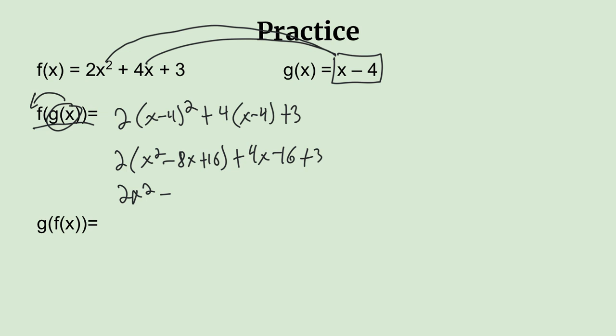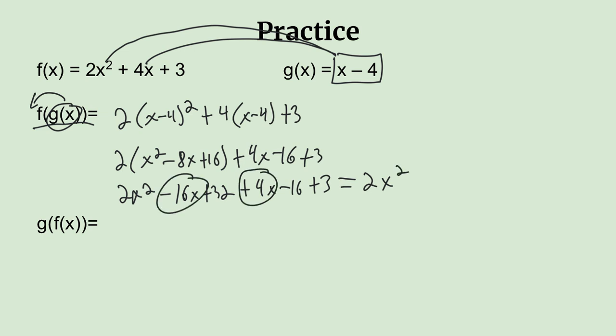2x squared minus 16x plus 32 plus 4x minus 16 plus 3. Simplify, we have 2x squared, we've got 4x and a minus 16x, which is minus 12x, and then 32 minus 16 plus 3, 35 minus 16 is 19, so plus 19.